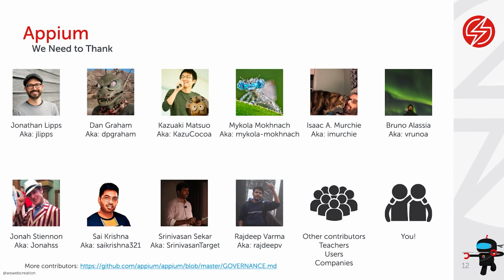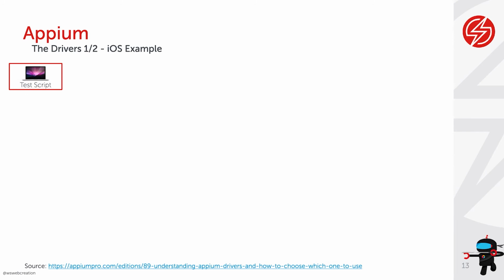Now that I've thanked everybody, I want to go back a little bit more to Appium and dive a little bit more into what Appium does. What I'm going to do now is show you an example of how the drivers within Appium work, based on a sample for iOS. And this one is based on the Appium Pro newsletter, the diagram that Jonathan Lipps made there. I think it's a very easy and understandable diagram. And thanks also Jonathan for creating this.